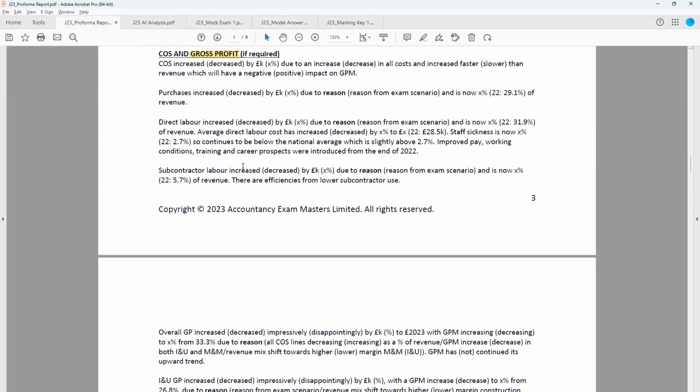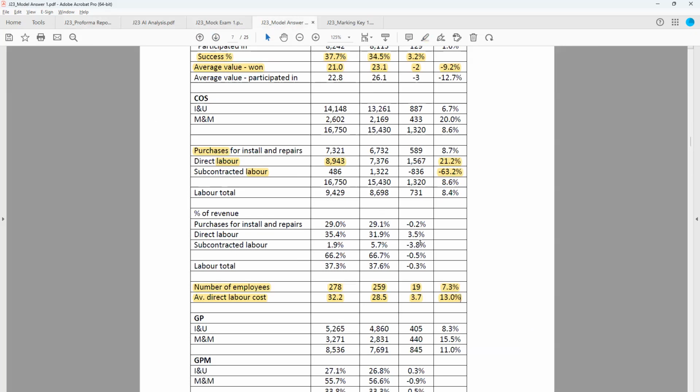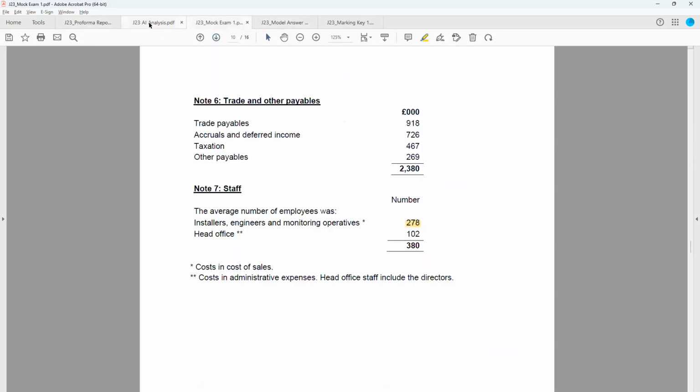Again, adding something of a bit more interest to labour. So we're definitely going to do labour. We might as well comment on subcontract at the same time, because we've got a reason why that went down, because they intentionally moved away from using subcontractors. But direct labour, we've got the reason from the exam paper. We could look at it as a percentage of revenue, but we can look at the average direct labour cost, which of course, as we've seen from the numbers, has increased. So that's quite interesting to look at, looking at the average cost.